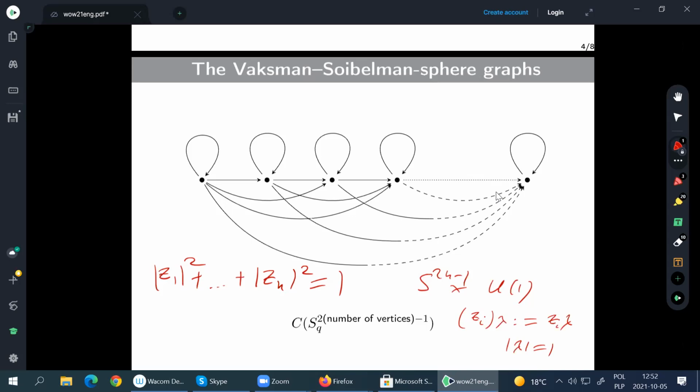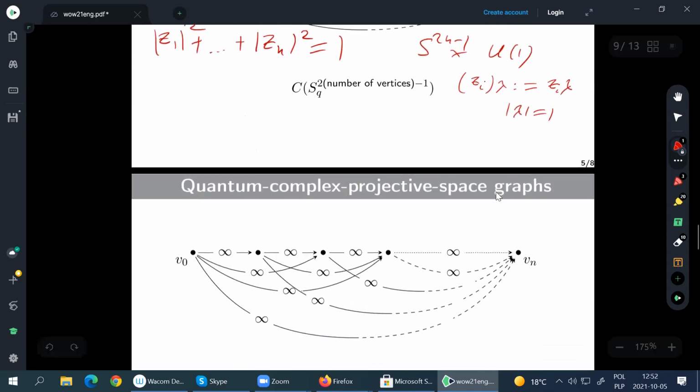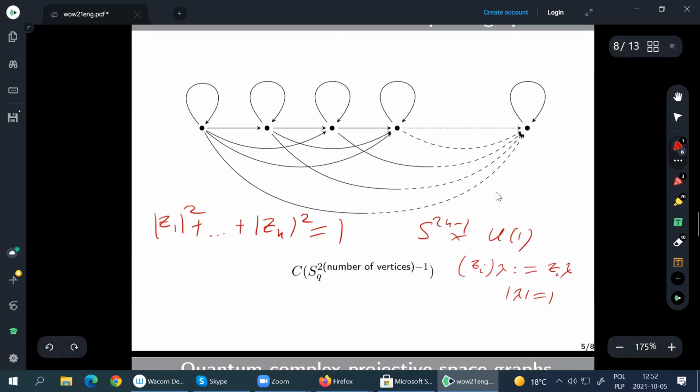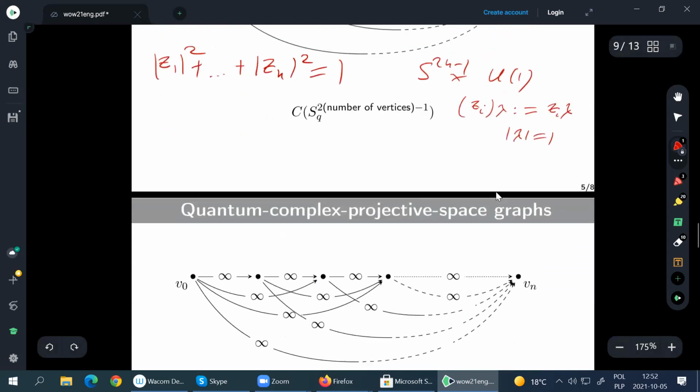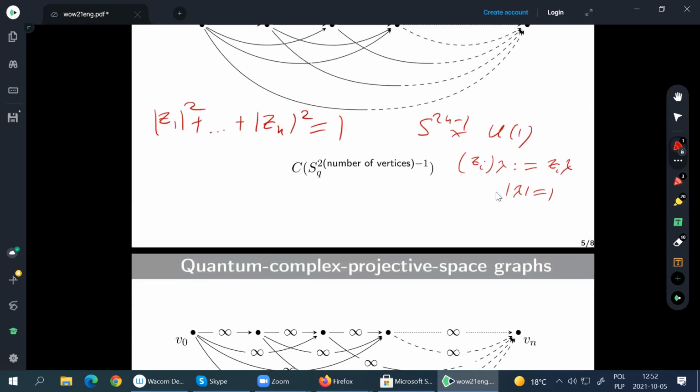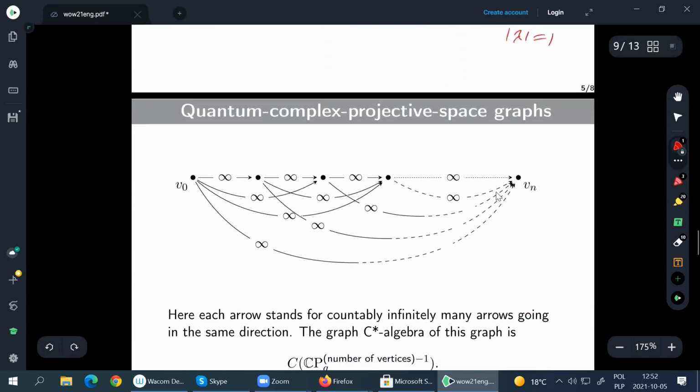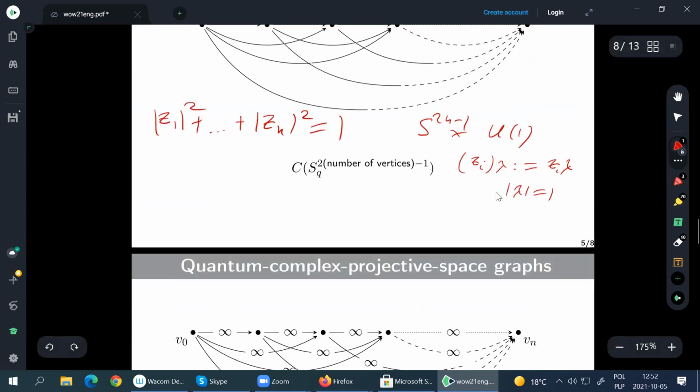And you see, once you have an action of a group on the space, you can take the quotient. And as you probably remember from high school, when you divide the odd dimensional sphere by the action of a circle, what do you get? Complex projective space, okay? And indeed, this is what happens here. On this graph C*-algebra, I have the circle action, which is exactly, if you want, the quantization of the diagonal circle action on the odd dimensional sphere. And then you obtain the following graph, or the following graph C*-algebra. Technically speaking, what you get are all elements in this C*-algebra that are invariant under this action, okay?